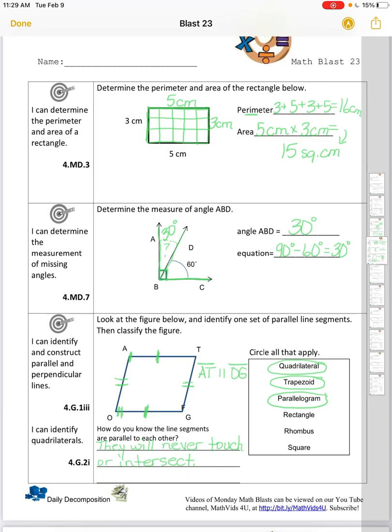A rhombus would have 4 equal sides, so in this case, we would have to really measure and look to see if AT and TG equal the same length. As I measure here, I can see, nope, those are not of the same measurement, so it's not going to be a rhombus, and it's not a square either, because a square has to be a rectangle and a rhombus. A square has 4 right angles and 4 equal sides. So we have a quadrilateral, a trapezoid, and a parallelogram, with the most specific name for our figure being the parallelogram. That's all for today.